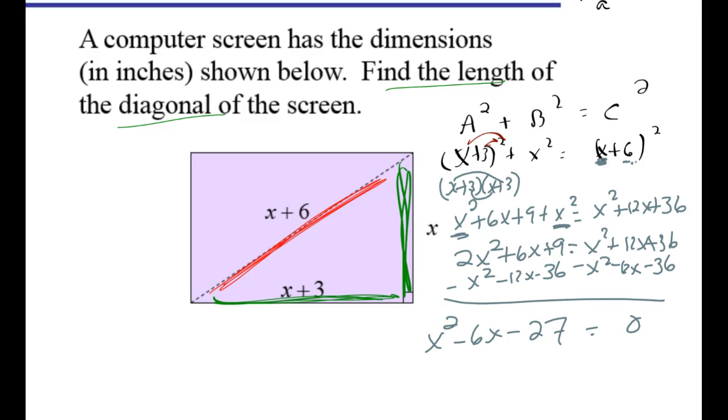And then I'm going to try to find factors of 27 that differ by 6. If I can't find factors of 27 that differ by 6, I would have to use the quadratic formula. But I think I have them. 9 times 3 is 27, and they differ by 6. Signs are going to be different. The larger term is negative.